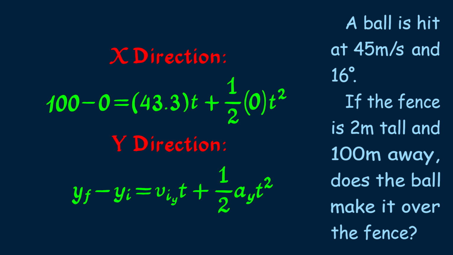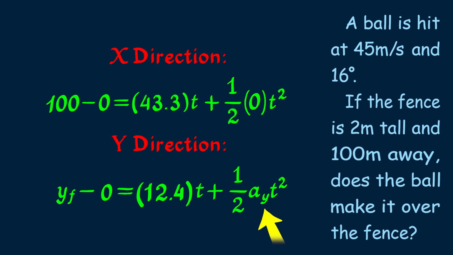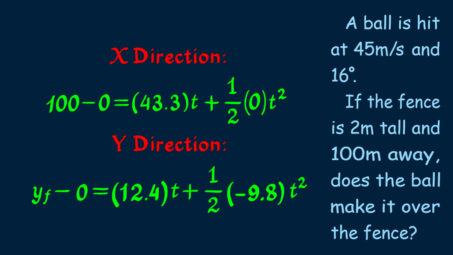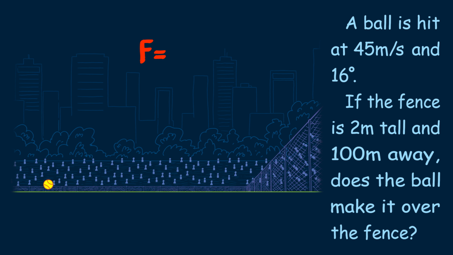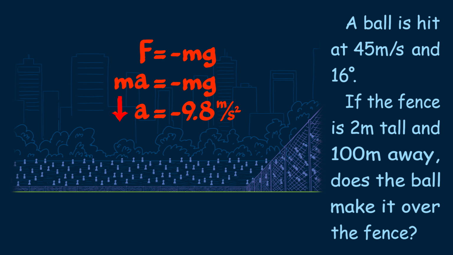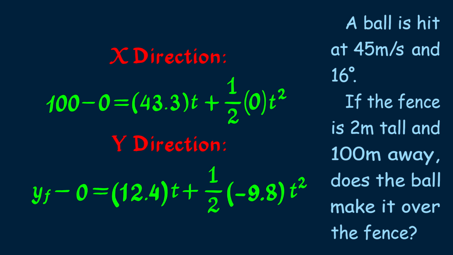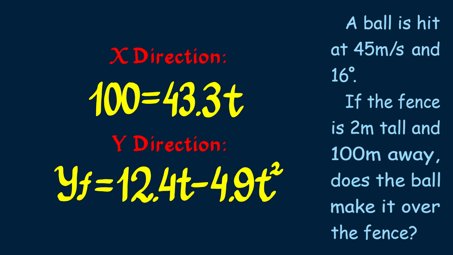Now looking in the y direction, our final y is what we're looking for, while the initial y is equal to 0. Again, we plug in our initial velocity, but looking at the acceleration, we are now going to use negative 9.8 meters per second squared. This is because any object moving freely through the air is going to feel a downwards acceleration in the y direction due to gravity. After simplifying a bit, we have two easier equations where we can solve for the final y once we have the time t.